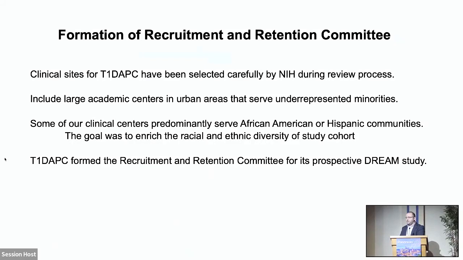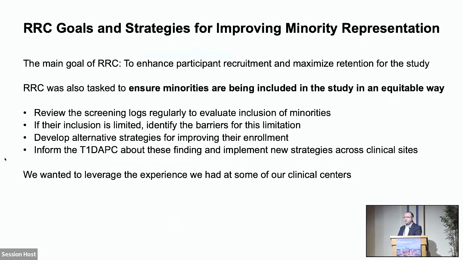And these clinical sites have been carefully selected by NIH during the review process to represent that geographical diversity, and it includes large academic centers in urban areas that serve underrepresented minorities. And some of our clinical centers predominantly serve African American and Hispanic communities, as we do in our institution. And once we started to work as a consortium, we formed the recruitment and retention committee right away, at the beginning, with the primary goal of enhancing participant recruitment and maximizing retention for the study.